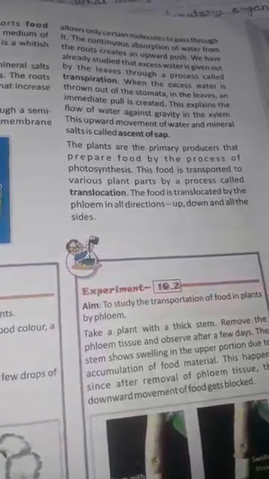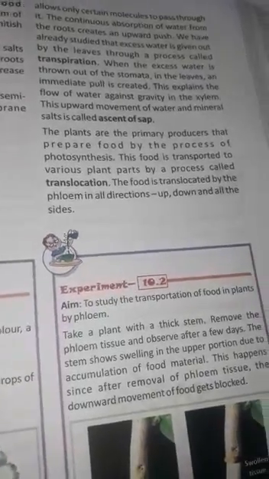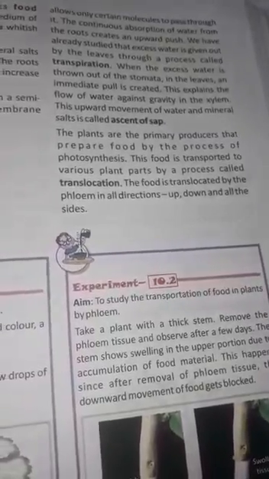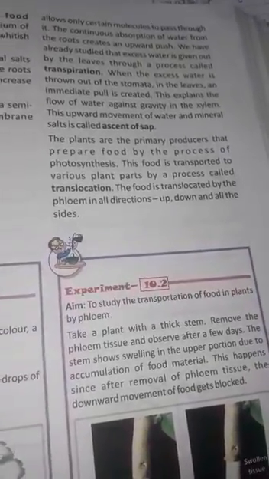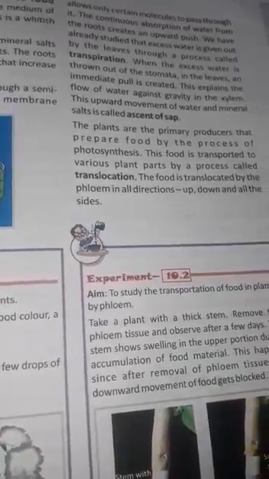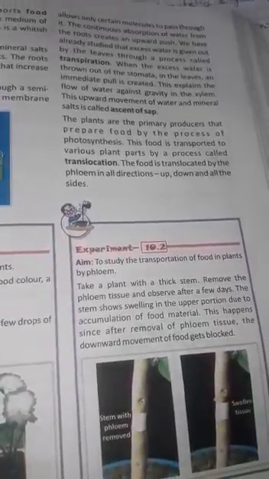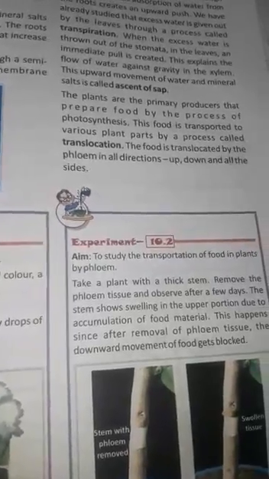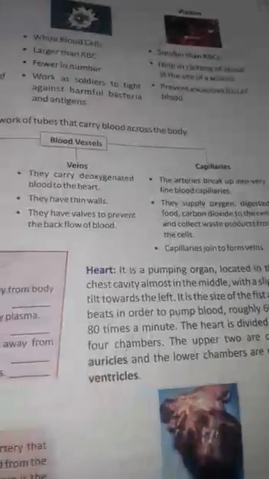When the excess water is thrown out, the leaves immediately pull water, creating a continuous flow of water against gravity. This upward movement of water against gravity is called ascent of sap. Now the plants are the primary producers, they prepare their food, and they transport their food by the process of translocation through the special type of tissue known as phloem.